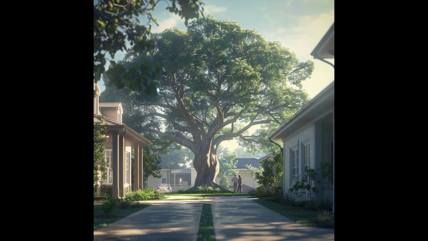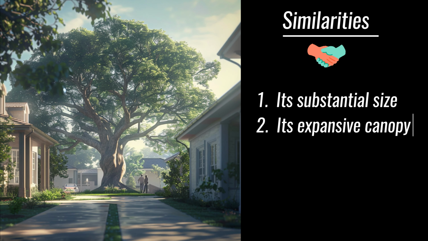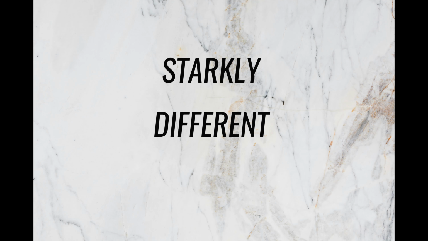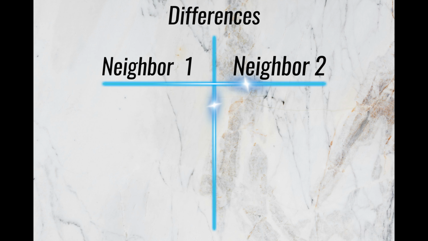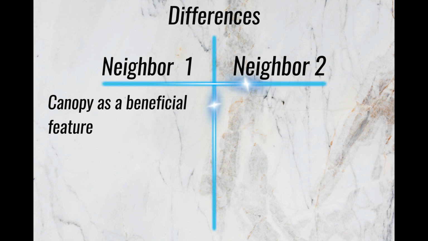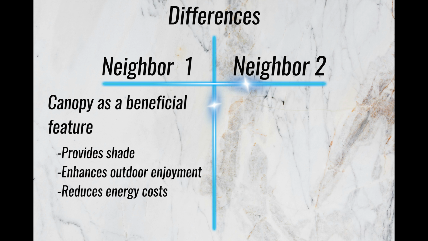In this scenario, the two neighbors are observing the same thing, a large tree. They both acknowledge the same characteristic of the tree, its substantial size and expansive canopy, but they interpret and argue its implications in starkly different ways. The first neighbor views the canopy as a beneficial feature, appreciating how it provides shade, enhances outdoor enjoyment, and reduces energy costs by cooling nearby homes.